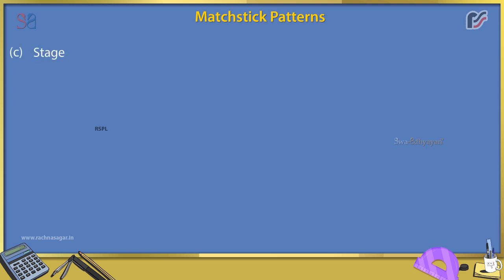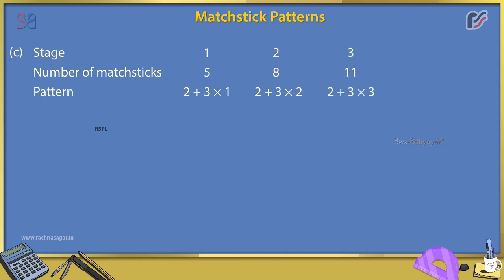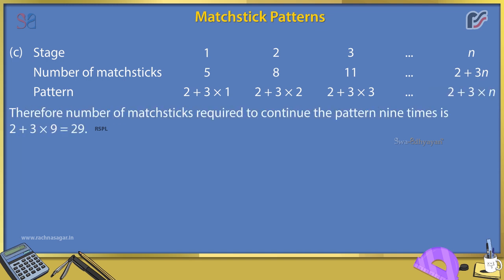C. Stage, number of matchsticks, pattern: 1, 5, 2 plus 3 multiplied by 1; 2, 8, 2 plus 3 multiplied by 2; 3, 11, 2 plus 3 multiplied by 3; n, 2 plus 3n, 2 plus 3 multiplied by n. Therefore, number of matchsticks required to continue the pattern 9 times is 2 plus 3 into 9, which is equal to 29.